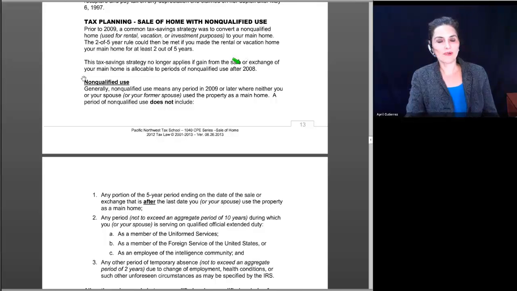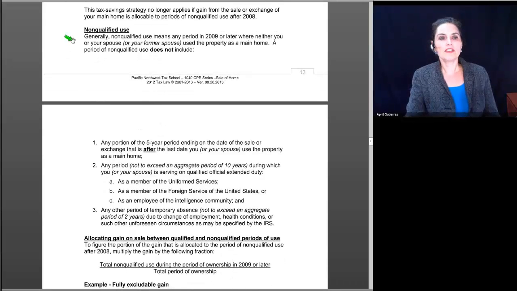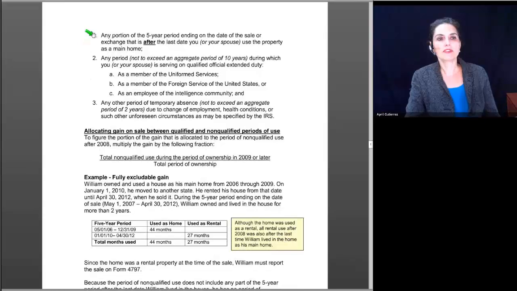So what is non-qualified use? Generally, non-qualified use means any period in 2009 or later where neither you nor your spouse or your former spouse used the property as a main home. A period of non-qualified use, however, does not include any portion of the 5-year period ending on the date of the sale or exchange that is after the last date you or your spouse used the property as a main home.